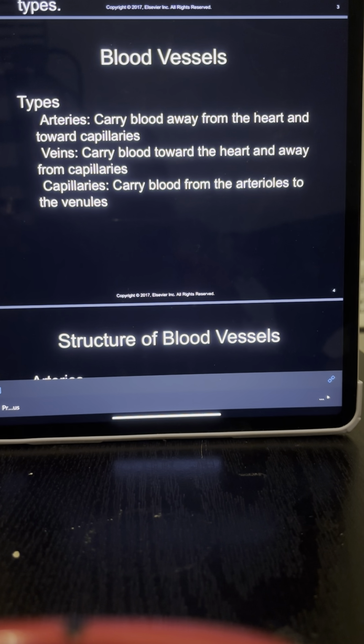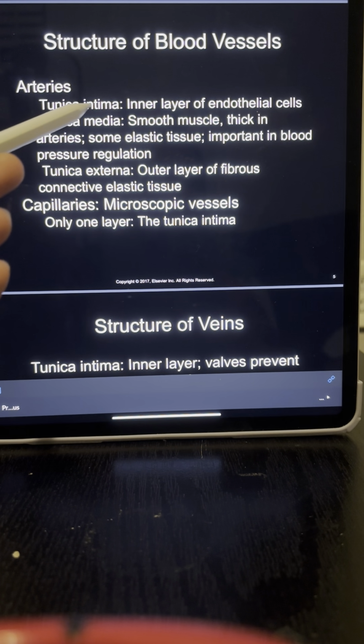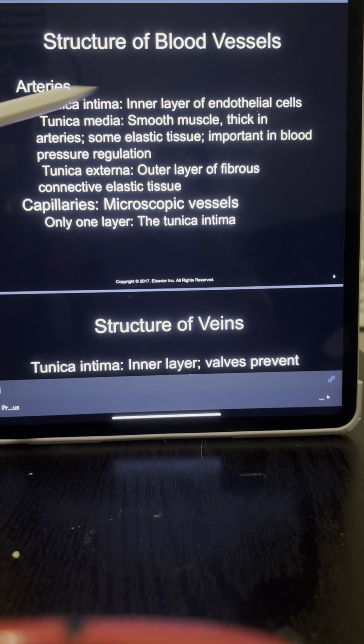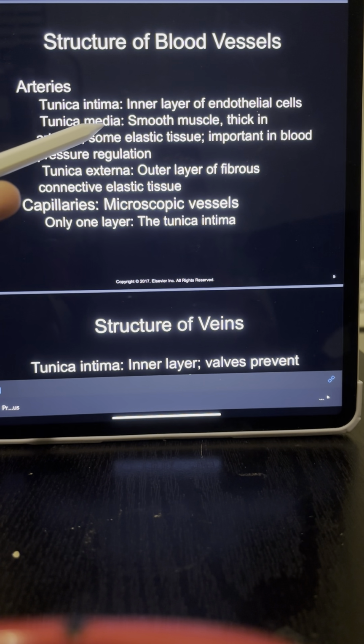So talking about arteries, these have 3 layers. This tells you exactly where they are, y'all. They're all tunica. Tunica intima, inside. This is going to be the inner layer of your vessels, which are made of endothelial cells. Endo. Tunica media, M, middle. This is your middle part of your arteries, your middle layer. Your media, it is smooth muscle. This tunica media is thick in your arteries.